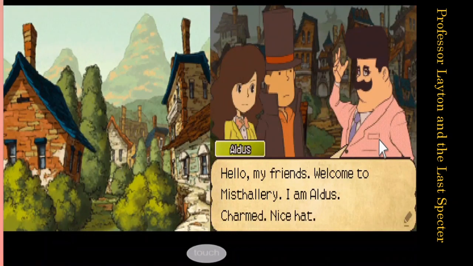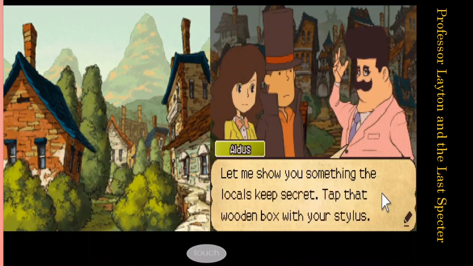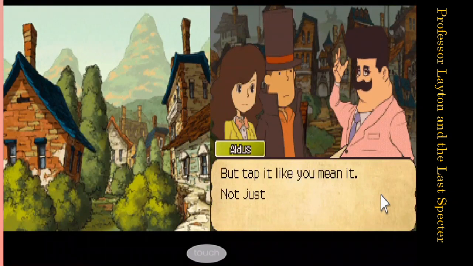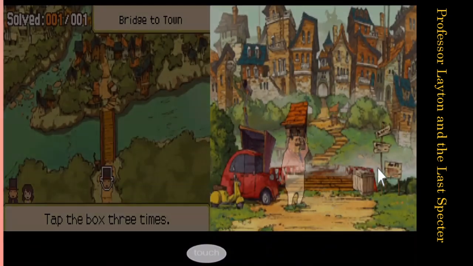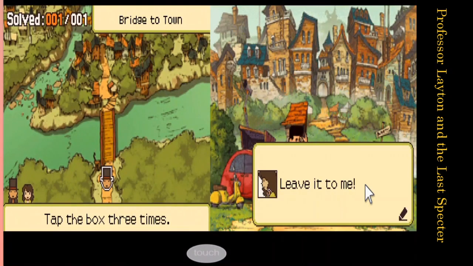Hello, my friends. Welcome to Misthalary. I'm Aldous. Charmed. Nice hat. Let me show you something the locals kept secret. Tap that wooden box with your stylus. But tap it like you mean it. Not just once. Not just twice. This crate looks sealed, but let's investigate further. Leave it to me. I got it.